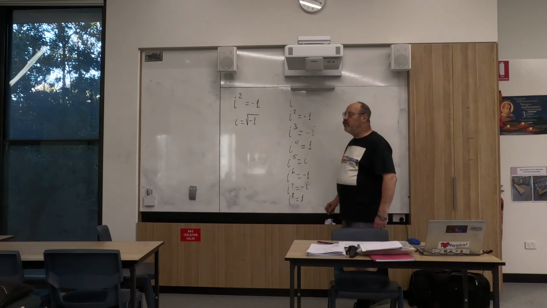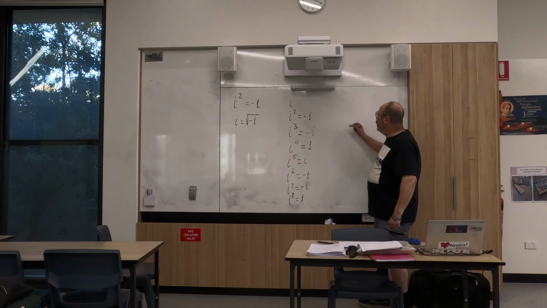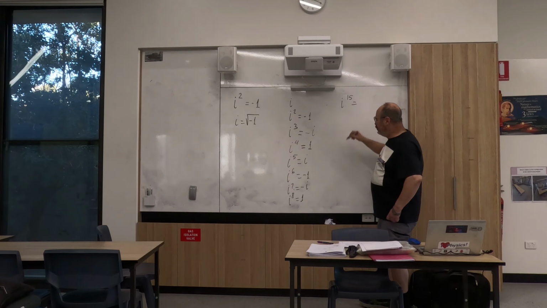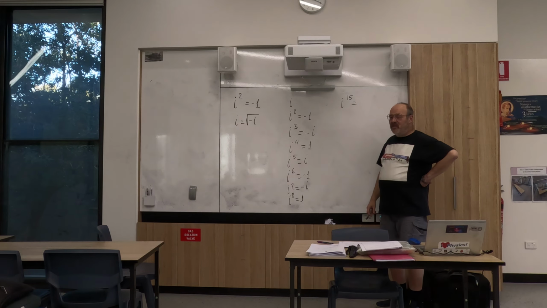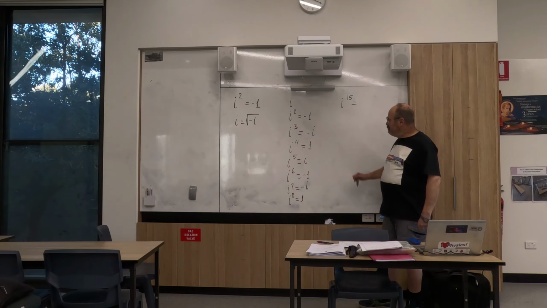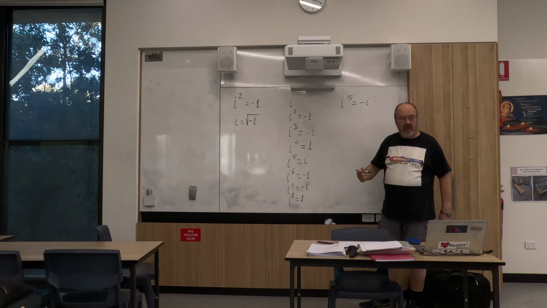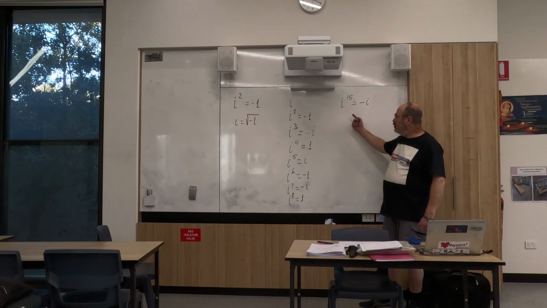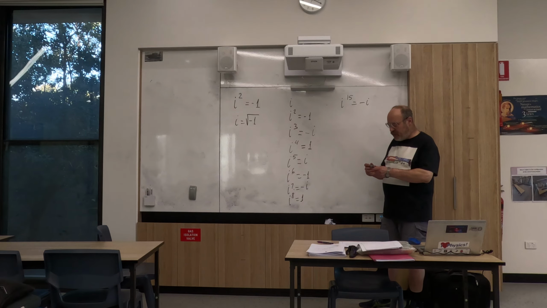So what will be, for example, i to the power of 15? Negative i, yes, because we get i to the power of 16 equals 1. Every 4 times it repeats. So that is the powers of i.